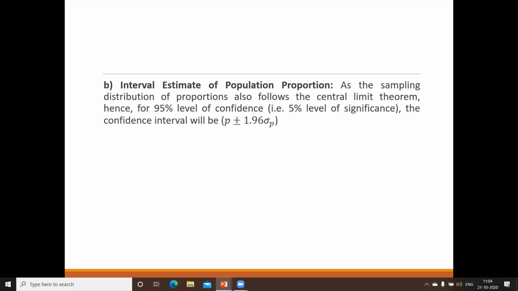Now, under the interval estimate of population proportion, as I told you, it follows the central limit theorem. So at 95% level of confidence, or you can say 5% level of significance, the confidence interval will be written as p plus minus 1.96 sigma p. Now, in this case, what is 1.96? It is the value of z, which we can find from the normal distribution table.